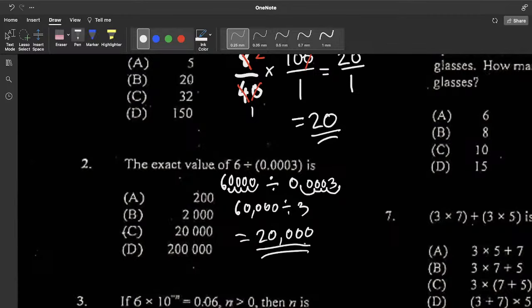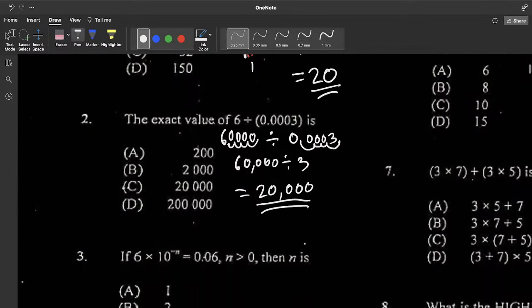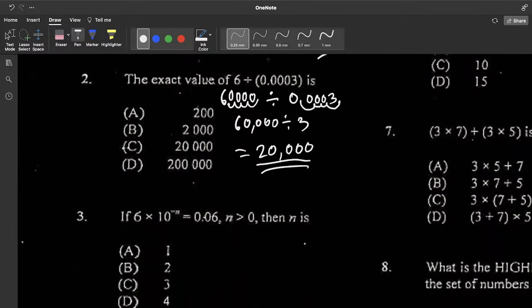Now the next one we have to look at here, it says 6 times 10 to the power of negative n is equal to 0.6. If we have 0.06, they have it here in standard form basically.